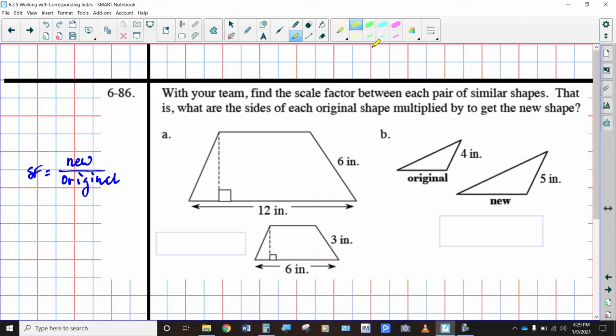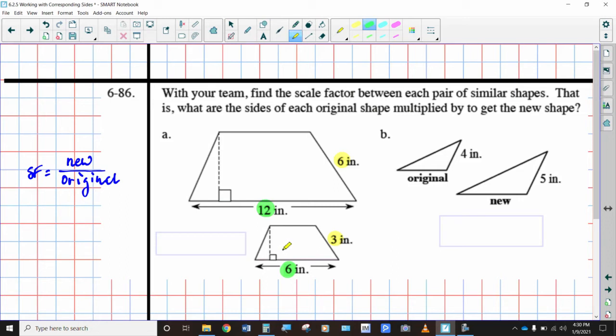So the corresponding sides in this situation would be the sides that are in the same location, given the 2 shapes. So in this case, the 3 corresponds to the 6 because they're the diagonal shorter sides on the right-hand side of each trapezoid. And then we can see that the lower base of this trapezoid is 6, and the upper base is 12. So, if you want to say that this is the new and that's the original, go in that direction to find the scale factor. If you want to say this is the original and this is the new, go in that direction. Or you could just list both scale factors.